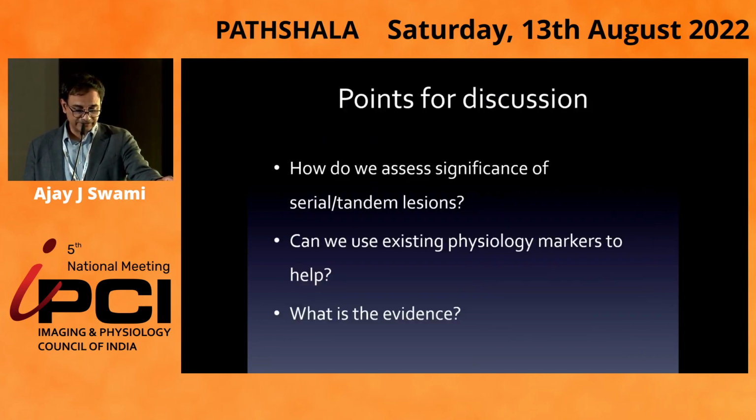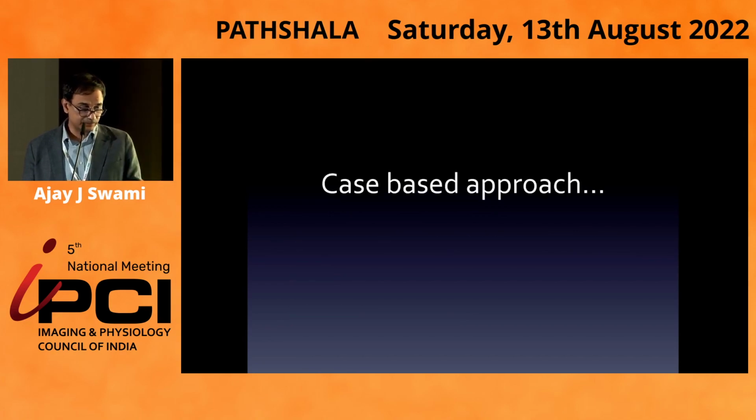The points for discussion today are: how do we assess the significance of serial or tandem lesions when we're looking at significant coronary artery disease and chronic stable angina? Can we use existing physiology markers to help? And what's the evidence? This is going to be a case-based approach, and I'm going to invite Dr. Ajay, whom we all know, to introduce the case, and then we'll see what to do about it.